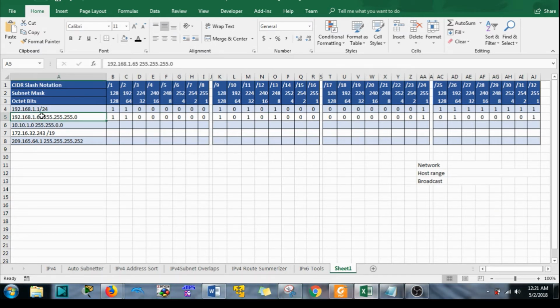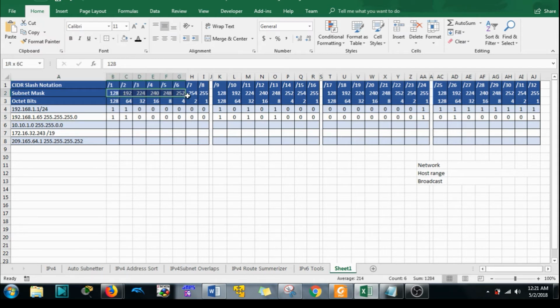Now, what in the world is this 255 nonsense? Again, that's the subnet mask. Instead of saying the slash notation 24, the 255 thing that you're seeing here is everything spelled out. So your 255 in that first octet means that everything here is a network bit.